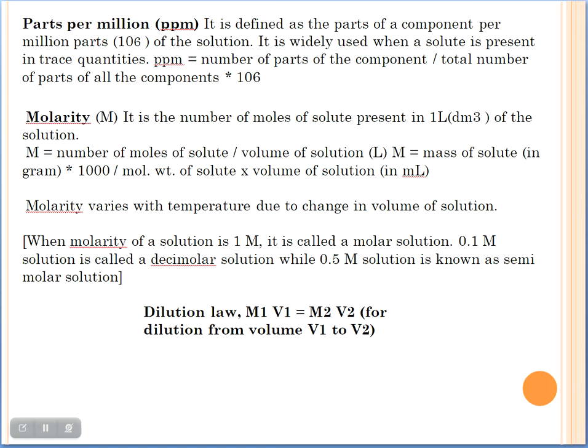Next, parts per million. We use parts per million for trace amounts, where air pollutants and air particles are there. So it is the number of parts of one component divided by the total number of parts of all components, into 10 raised to power 6. This is 10 raised to power 6, okay, so this is 10 lakh. Here parts per million is also a concentration term.